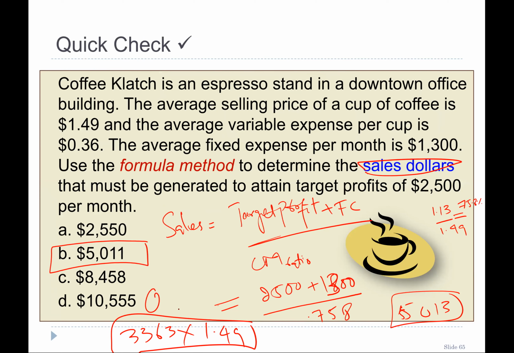Because these are the units and this is the sale price, answer would be your total sales, total revenue. So let's confirm that: 3363 multiplied by 1.49 is 5010.87. Answer is closest to B. Right? Any confusion regarding these two quick checks?